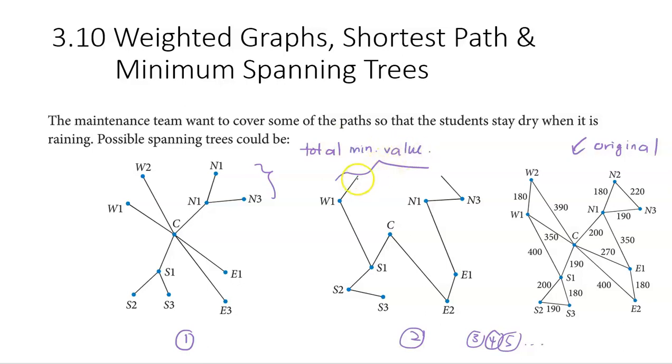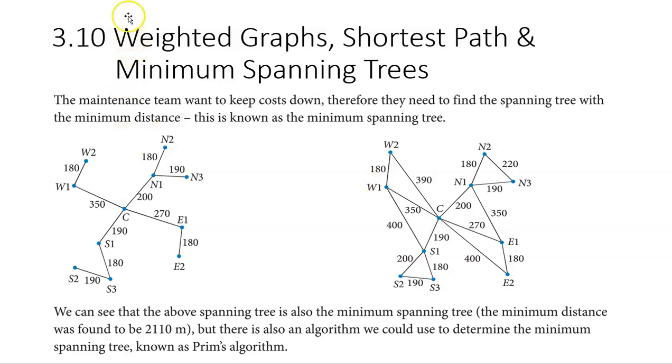Let's look at the second slide. The maintenance team wants to keep the cost down, so they need to find the spanning tree with the minimum distance. This is what we know as the minimum spanning tree. This is also another sample of a spanning tree. We can see the above spanning tree is also the minimum spanning tree, which is 2110 meters, but there's an algorithm we could use to determine the minimum spanning tree, known as Prim's algorithm. The question says that this one is the minimum spanning tree, but how do I know this one is the minimum spanning tree?